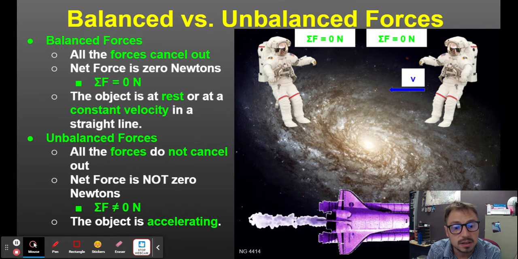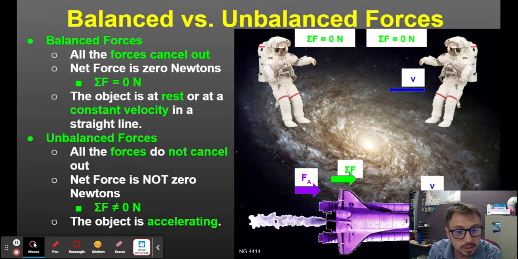Now, if a spaceship traveled by that turned on its thrusters, then there is an applied force. It's going to be moving in a direction because there is a net force acting on it.